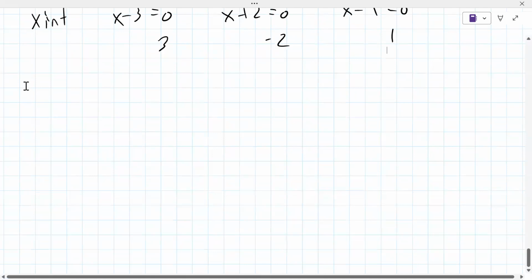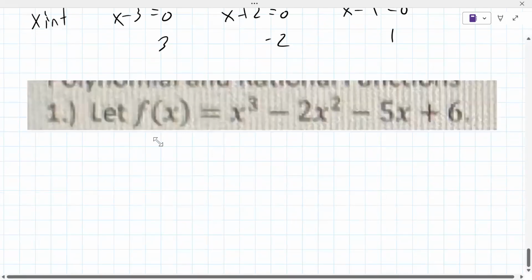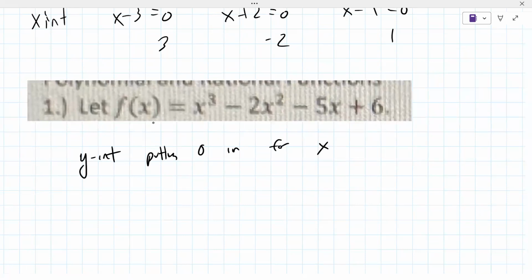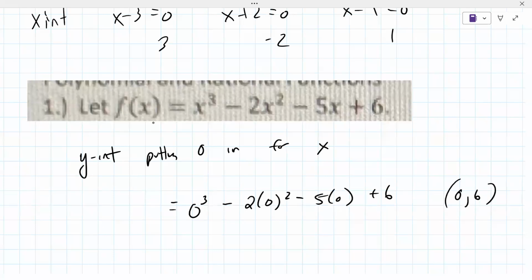Okay. The next thing is to find the y-intercept. It is better to go back to the original form. The y-intercept is just like before, you're putting 0 in for x. That's 0 to the power of 3 minus 2 times 0 squared minus 5 times 0 plus 6. What does that become? Positive 6. So as an ordered pair, it would be 0, comma 6. Zach, any questions on how to do that?